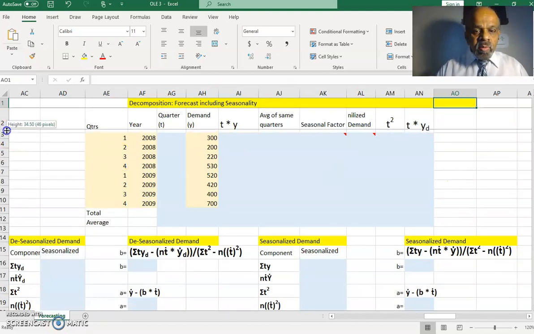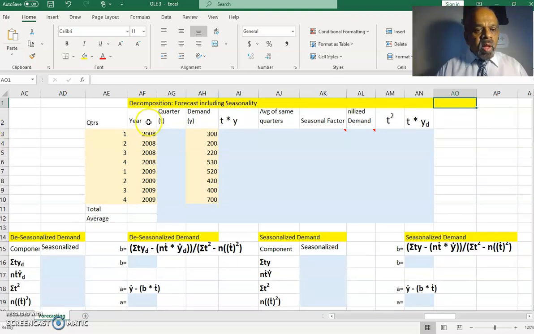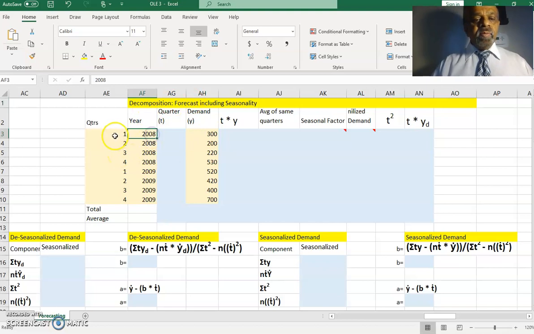I'm going to make this a little bigger so we can see exactly what's happening. Maybe this is too big. I'm going to adjust this. I have data for 2008 first quarter, second quarter, third quarter, fourth quarter, and 2009 first quarter, second quarter, third quarter, fourth quarter. Okay, so this is in years and quarters. The time period, as I said before, can also be days, weeks or months, whatever it is. So you have to pay attention to the time period, but here it is in quarters.